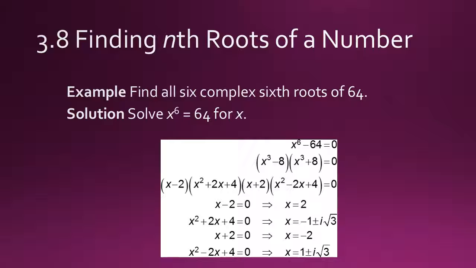Now, we've still got two parentheses that have an x squared involved. So first of all, x minus 2 gives us 2, and x plus 2 gives us negative 2. What we have to do with the x squared plus 2x plus 4 and the x squared minus 2x plus 4 is that we have to use the quadratic formula on them. And when we do that, we get negative 1 plus or minus i square root of 3, and positive 1 plus or minus i square root of 3. So those two each are two roots, and then we have the two real roots.